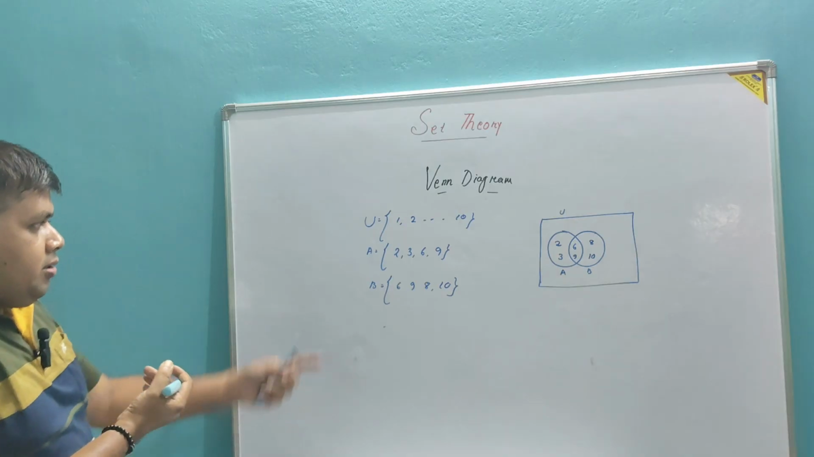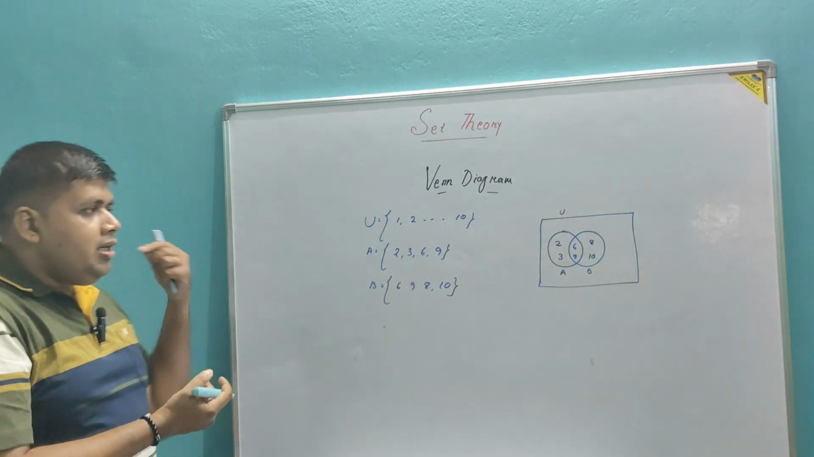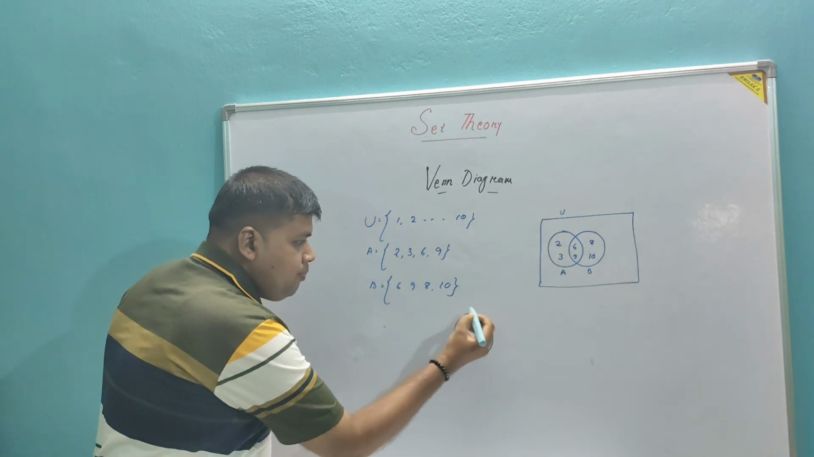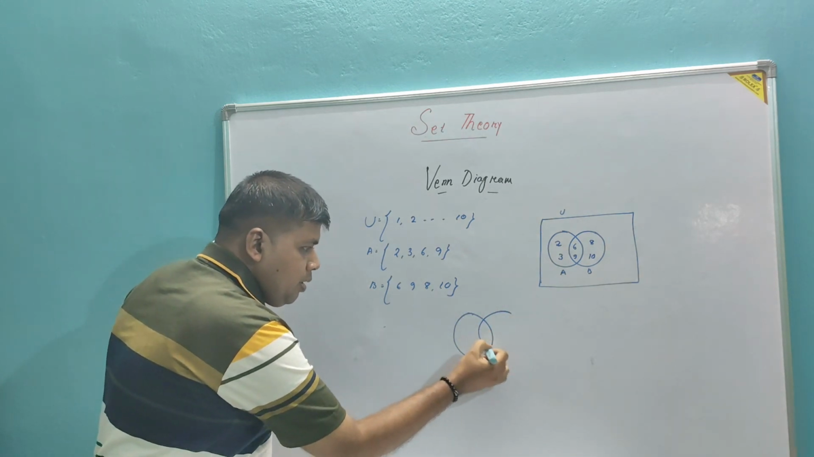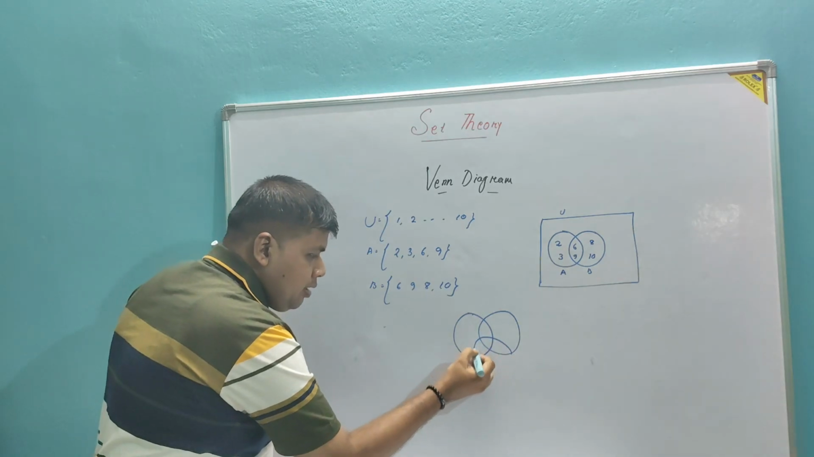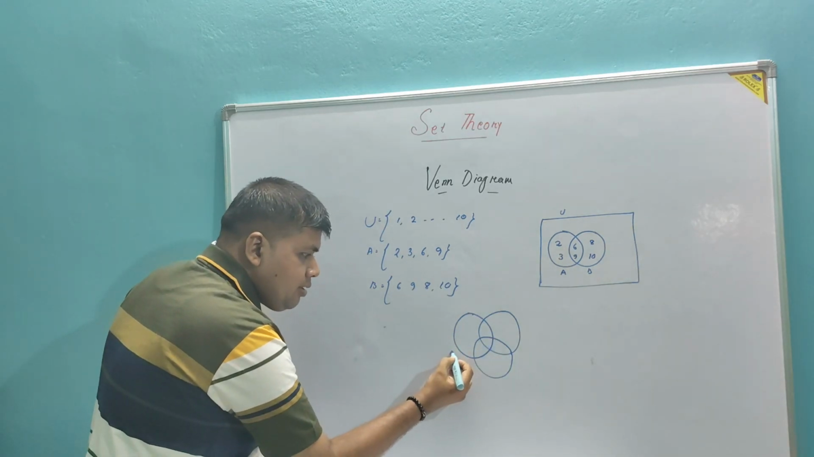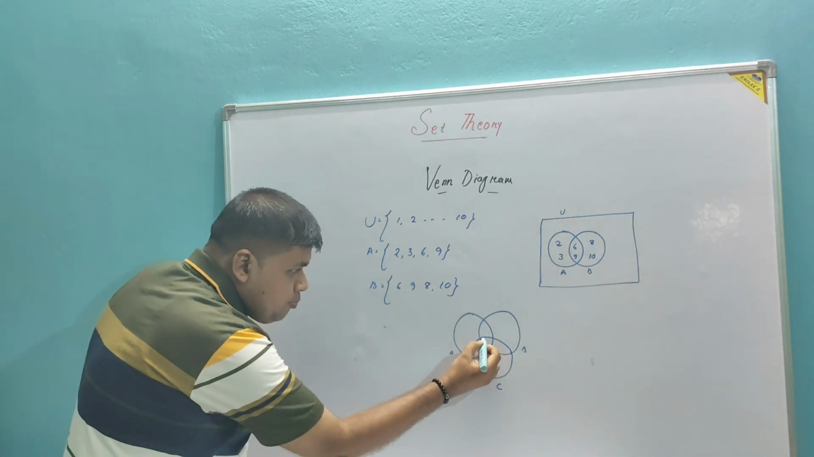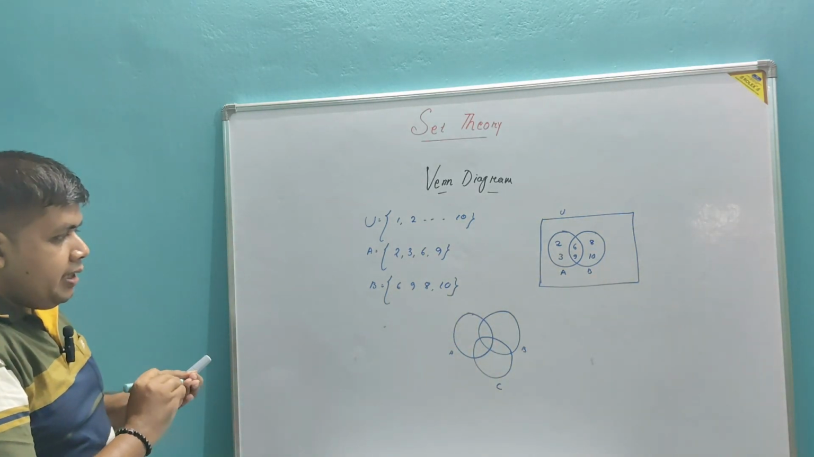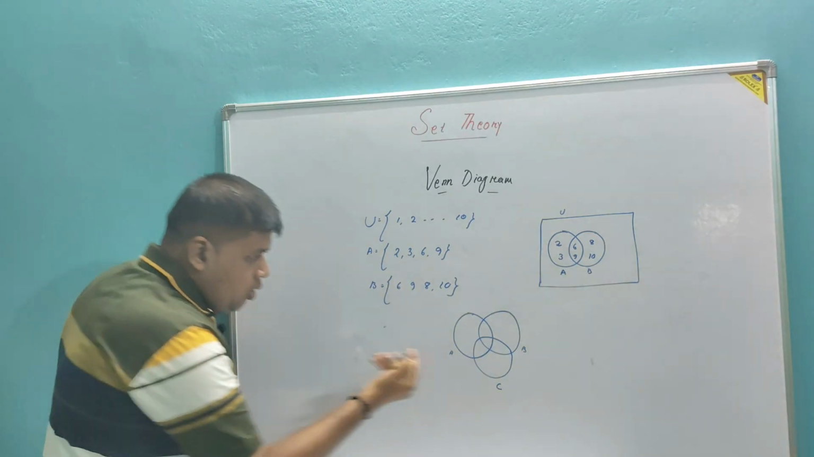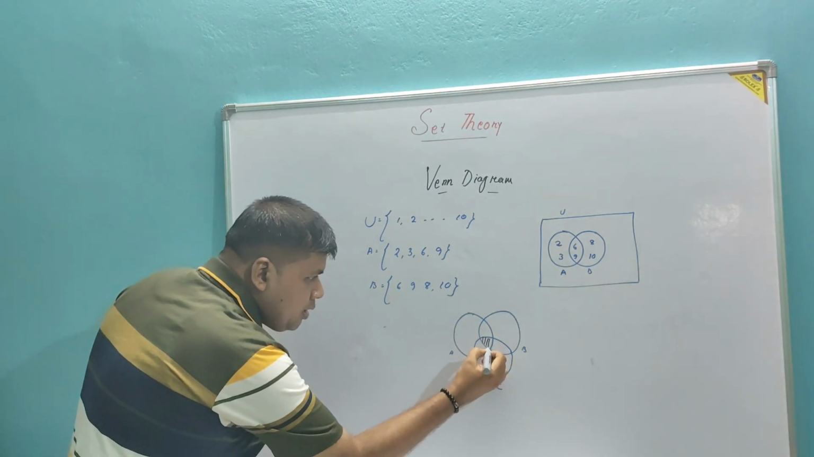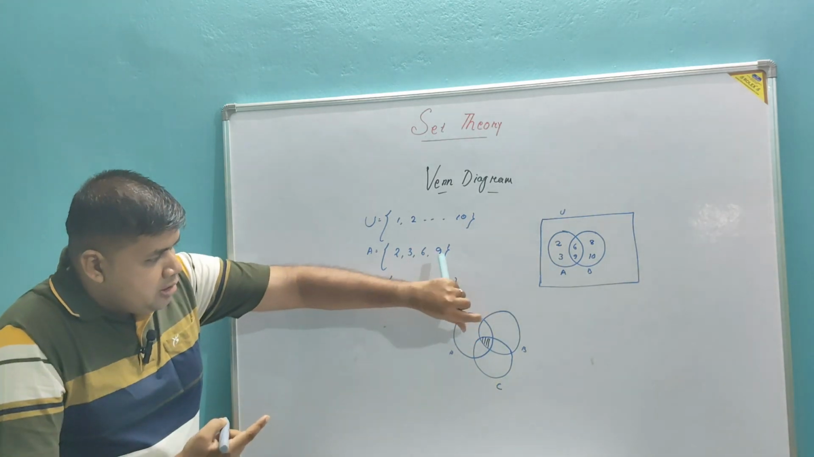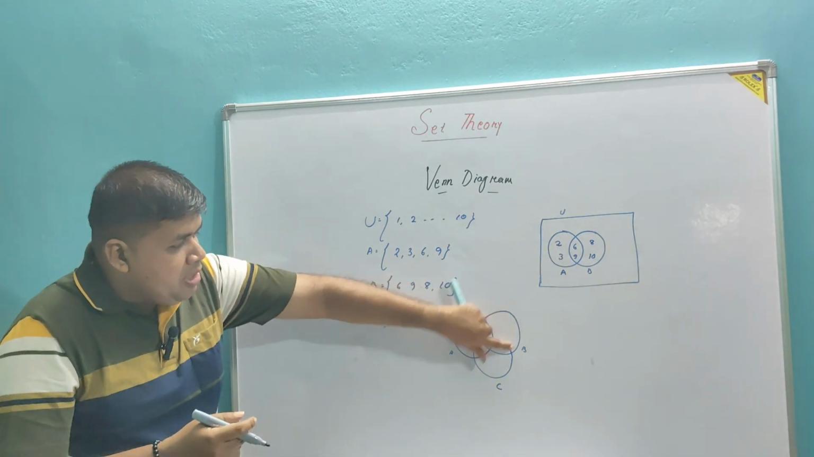This is for two sets. If you have three sets, for example A, B, and C, let's take three sets: one is A, one is B, another is C. So this portion, the portion that is common, consists of all the elements which are common to A, B as well as C.